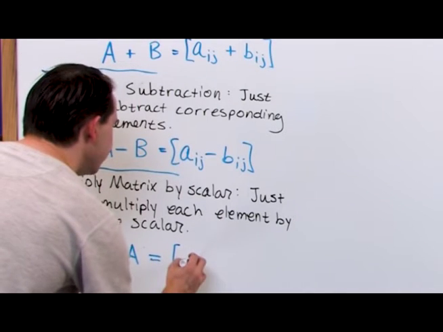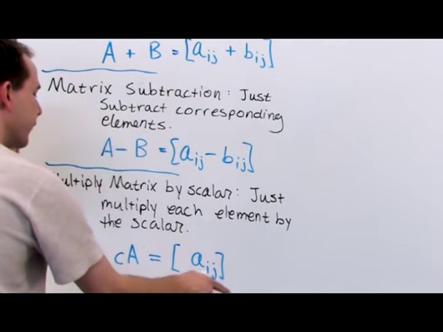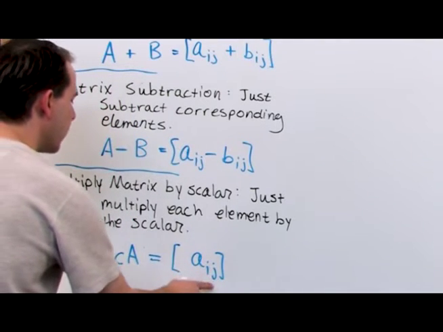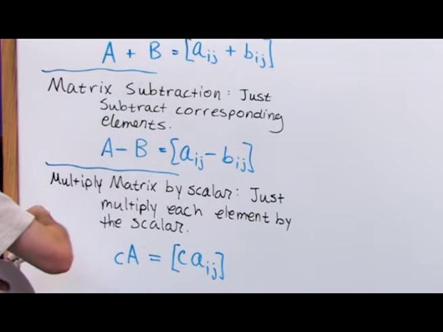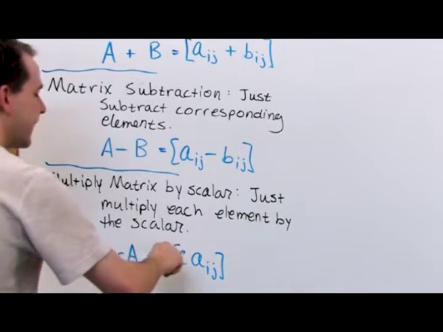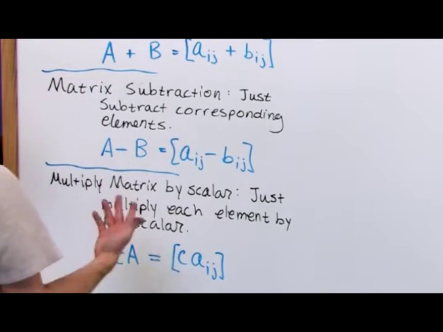All you do is you take every single element, the a sub i j, you go through all the elements, rows and columns, and for every one of them, you multiply by the number C. Okay? That's all you do. So when you're multiplying a matrix by a scalar, you look at every single element and you go through, and for every one of them, you multiply by the scalar. It kind of makes sense.